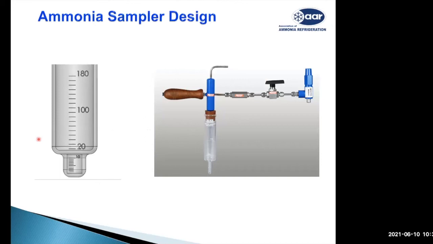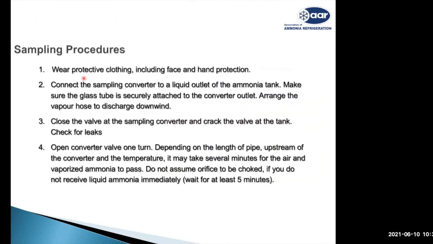You can see here, this is how a typical ammonia sampler looks. You have an isolation valve, a regulation valve, a non-return valve, a handle to hold it, a vent tube, and a test tube which is marked with the percentage. This marking in millimeters will tell you what the content of the ammonia is.